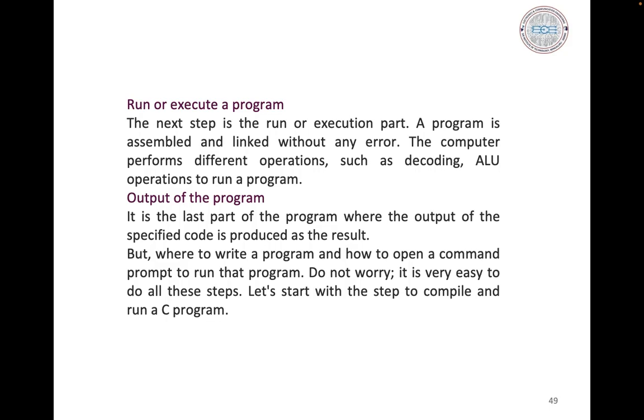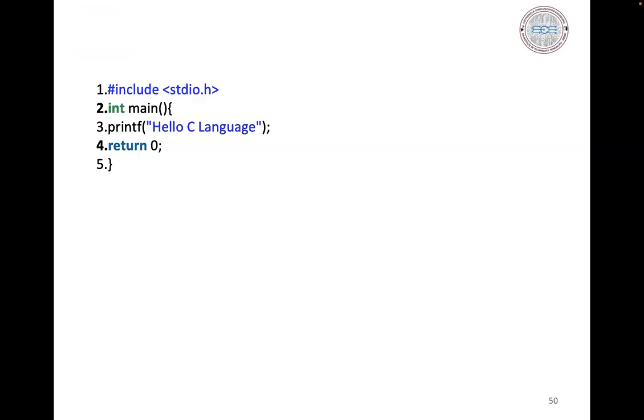But where to write a program and how to open a command prompt to run that program? It's very easy to do all these steps. So let's start with the steps to compile and run. Initially we'll start with a simple program just to print Hello C language. It includes #include <stdio.h>, int main, open curly brace, printf Hello C language, return 0, and close the curly brace.